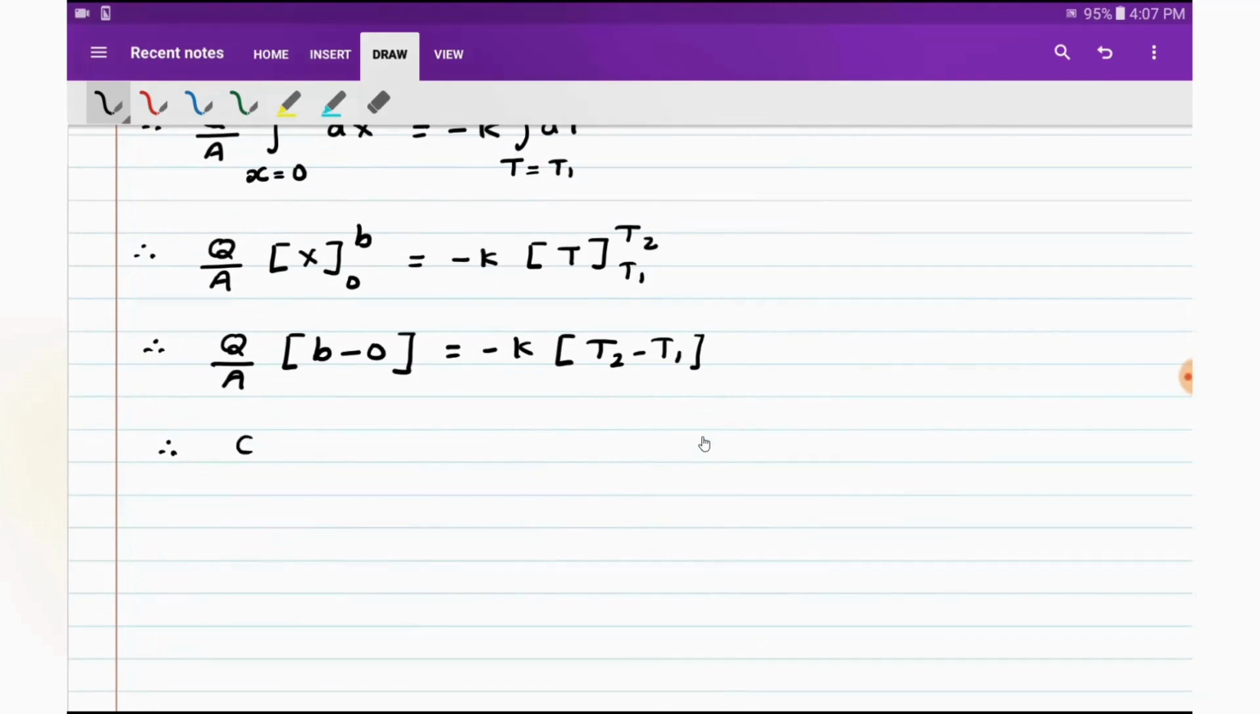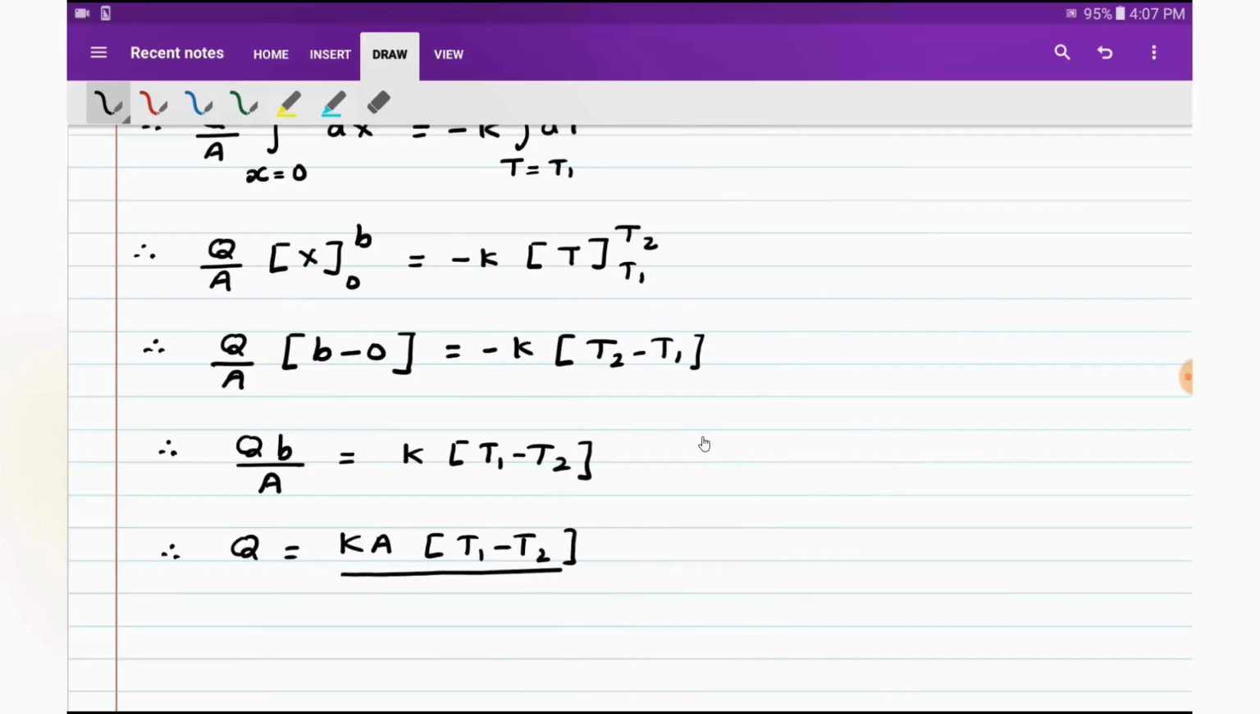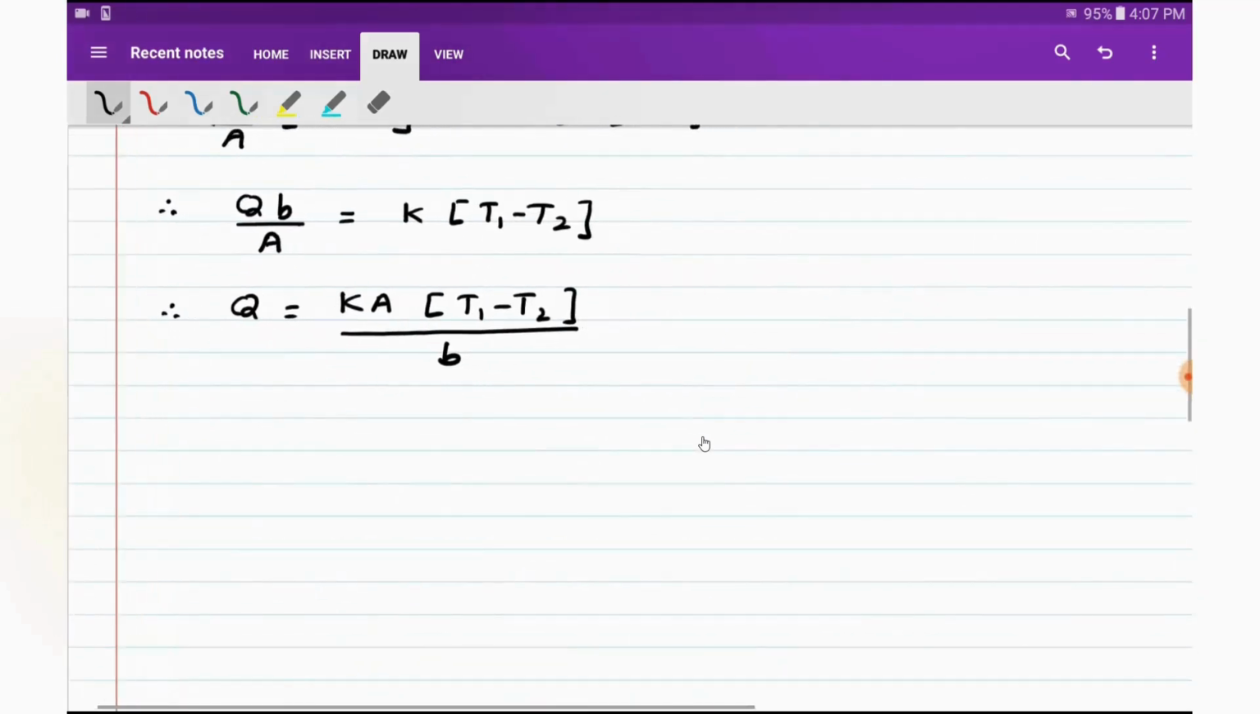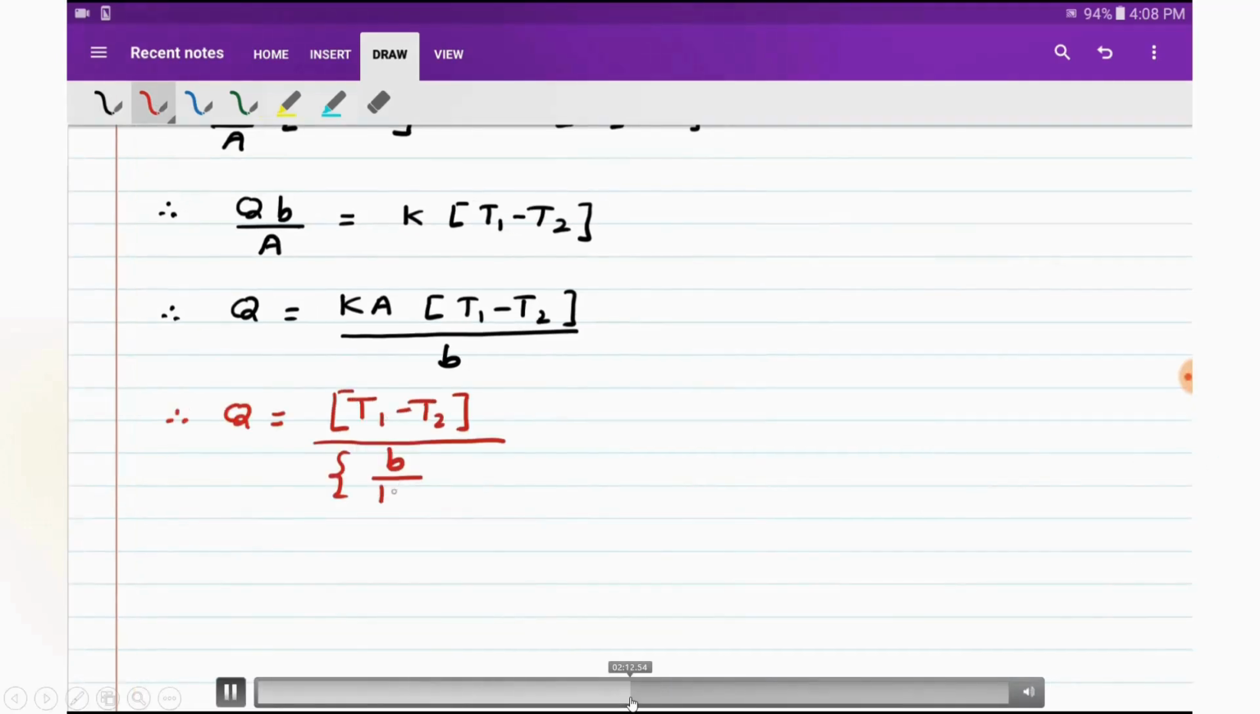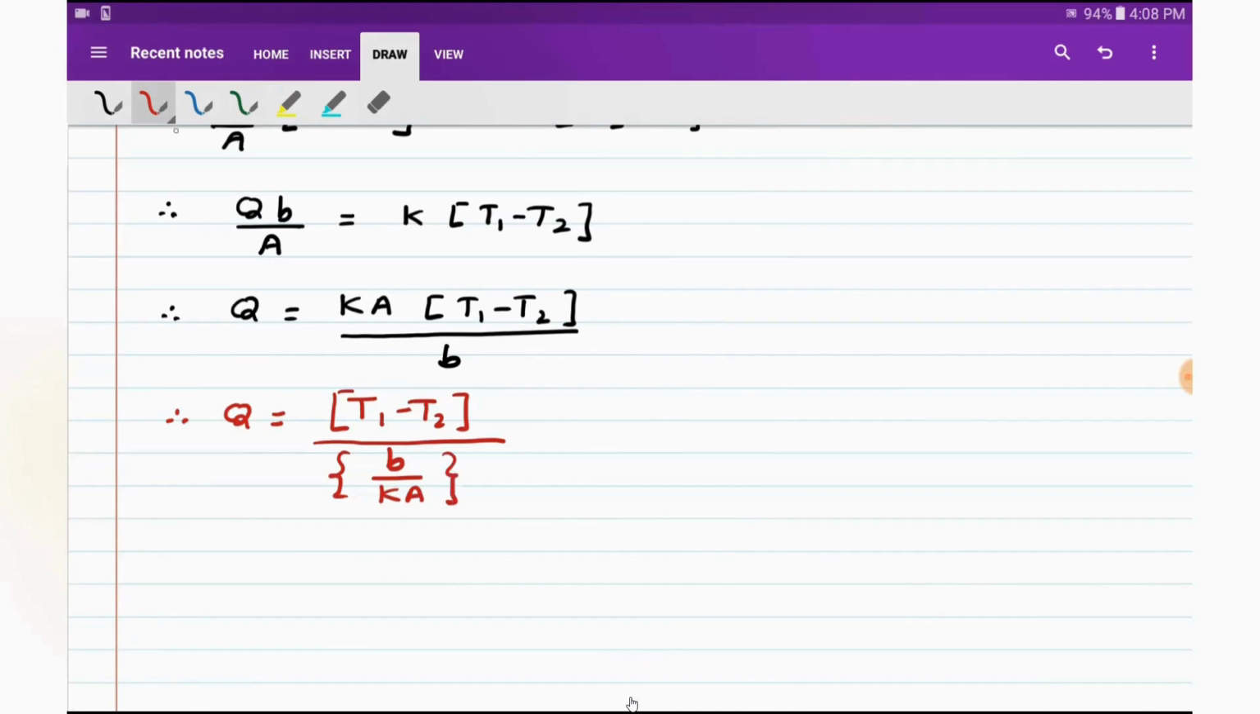So it is Q multiplied by b divided by A will be equal to minus sign. If you take it inside, it will be T1 minus T2. Now the b upon A term we can transfer to the other side as A upon b, keeping the other terms as they are, that is k (T1 minus T2). Now rearrange the terms in such a way that in the denominator we'll have b upon kA. So the above equation can be written as (T1 minus T2) divided by b upon kA.